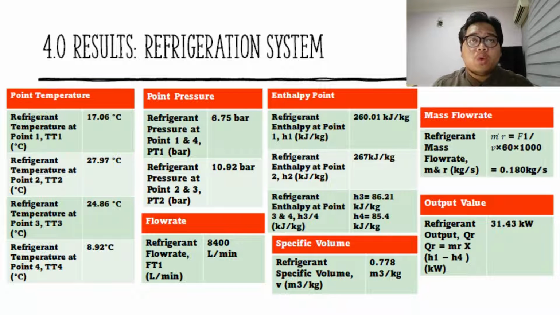Then, 4.0 is the result of the refrigeration system. From this table, there are 7 types of results that have been recorded, such as point temperature, point pressure, flow rate, enthalpy point, specific volume, mass flow rate, and output value. All these types have different meanings and different values.